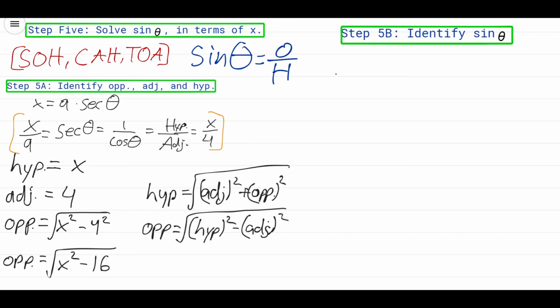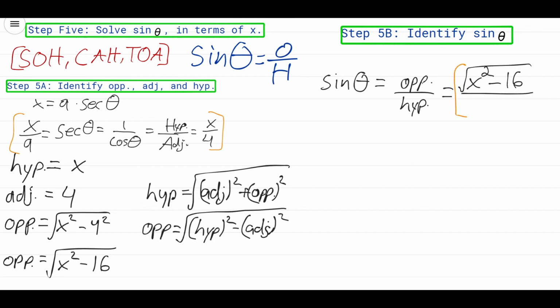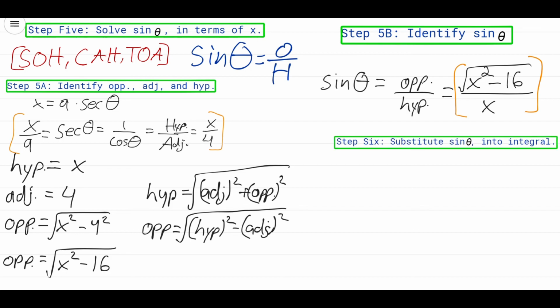So now, let's identify sine theta. Again, we know sine theta is equal to the opposite over the hypotenuse. What we can do with this information is just plug in what we have. We know the opposite is equal to the square root of x squared minus 16, and we know the hypotenuse is equal to x. So this is equal to sine theta. So we can substitute this in terms of x where sine theta was in the integral. Now our integral will be in terms of x.